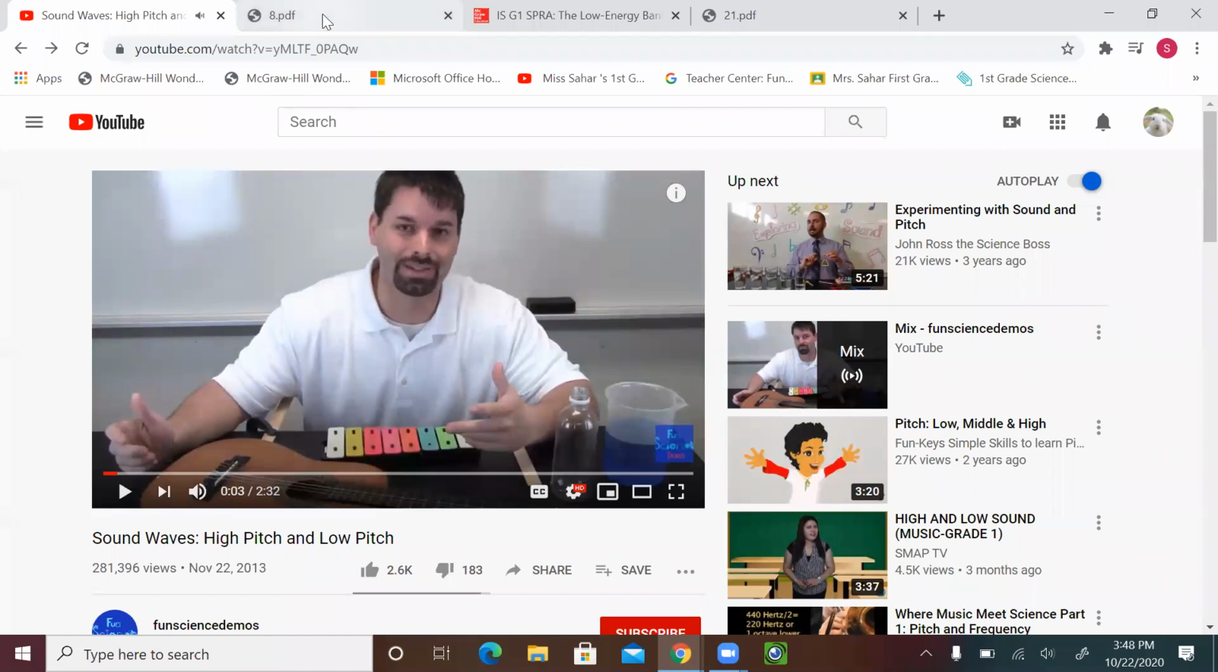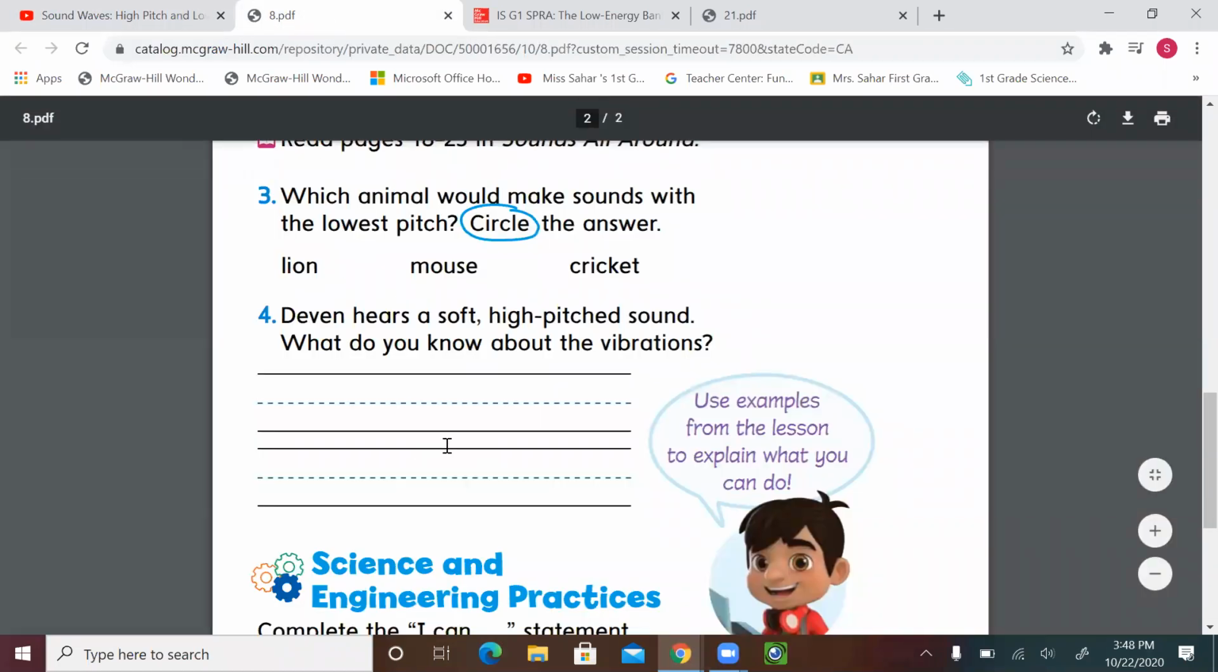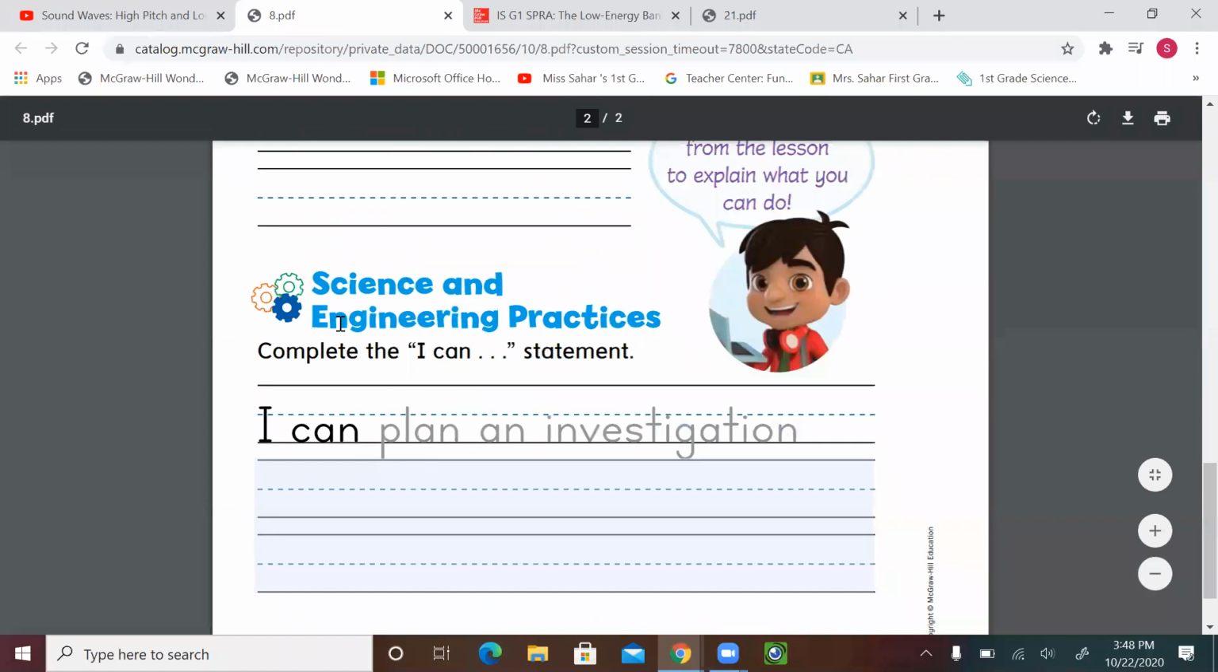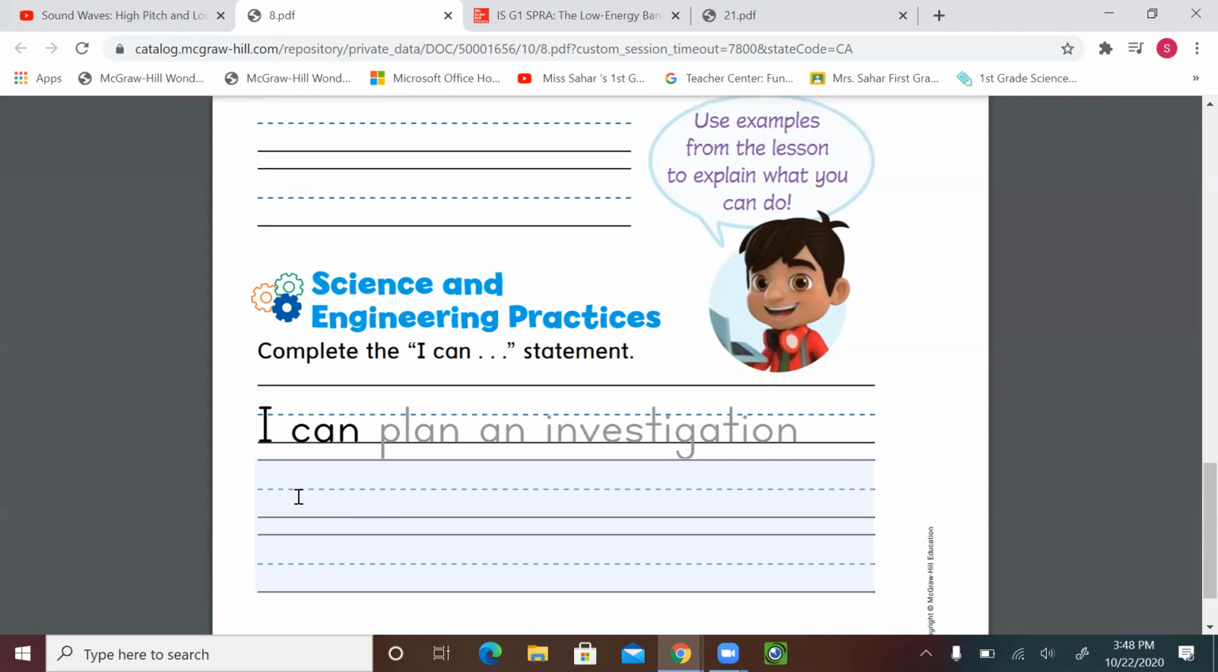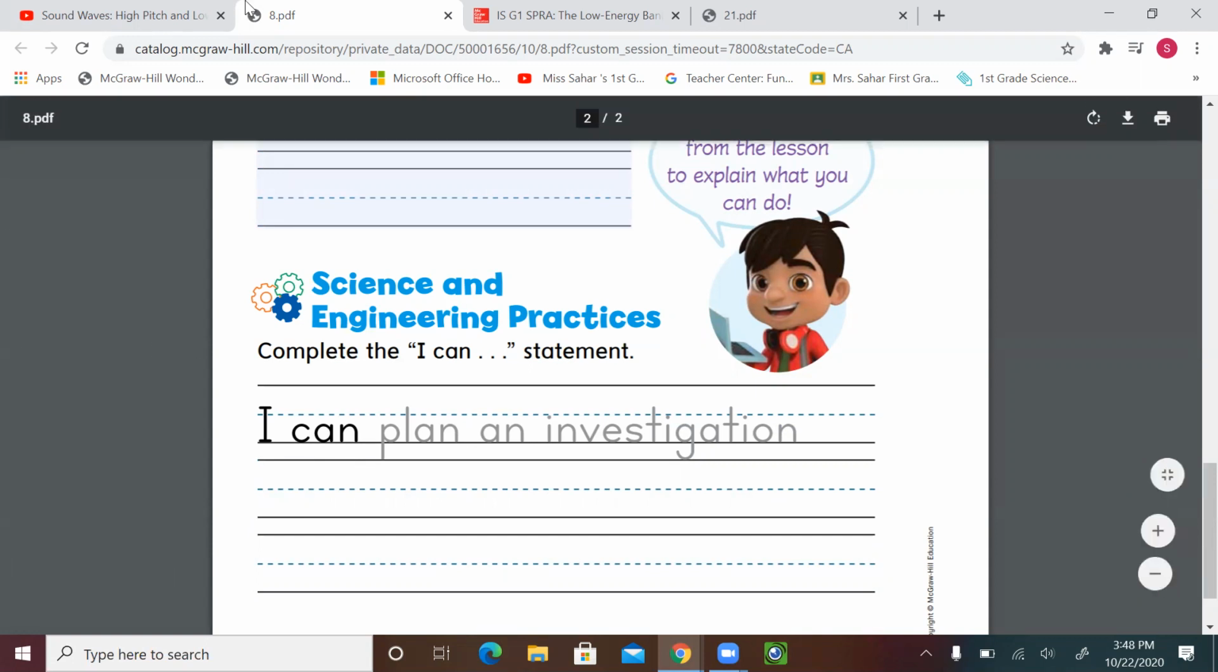And the big idea... So now we have this part, the complete-the-I-can statement. So I can plan an investigation. That means the conclusion, or what did we understand from this part we just covered. The conclusion is that sounds can change in volume and in pitch. So we can say either high or low volume, or we can say loud or low pitch. So we can write, okay, so let me put this down.